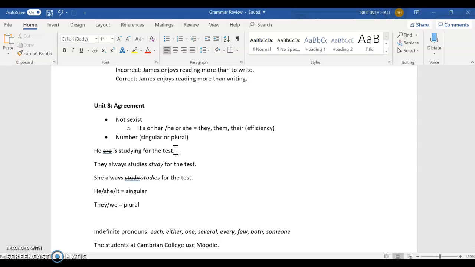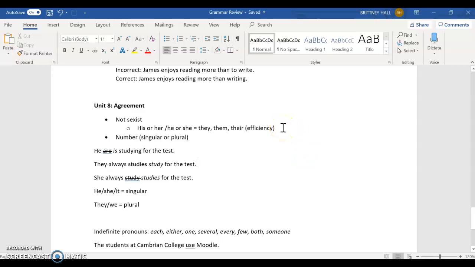I'm going to point out a couple of little details that might not have been addressed in the grammar module online. So for Unit 8, Agreement, we are looking to make sure that the information as presented in a sentence is not sexist. So we're going to be talking about what pronouns are being used, and then we're also talking about agreement in number, so whether something is singular or plural.